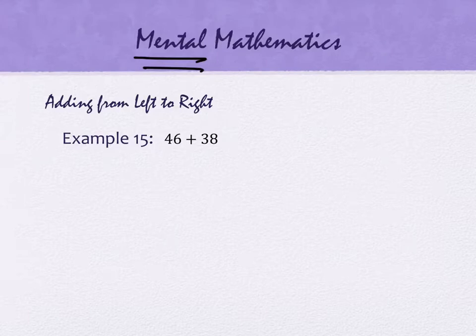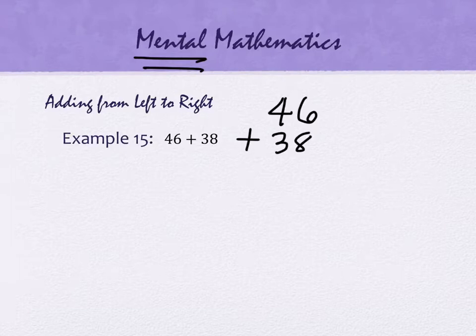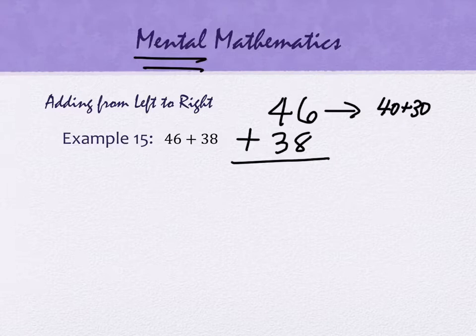So if you're taking a look at this first one, the mental math for this one says that we're going to be adding from left to right. So our mental math addition from left to right actually looks something like this. We're starting with the number 46. And what we're going to do is take the 46 and add basically 40 plus 30. You're adding the left-hand column. So you add 46 plus 38, and you add 40 plus 30. What's 40 plus 30? 70. Okay, and then you add 6 plus 8. 6 plus 8 is 14.